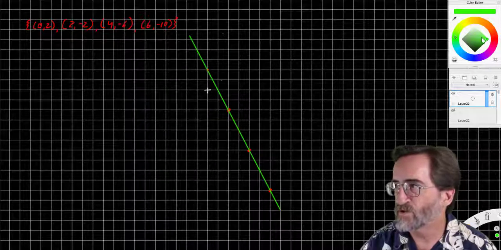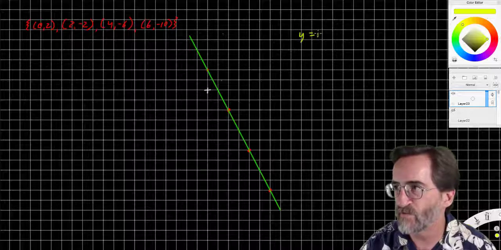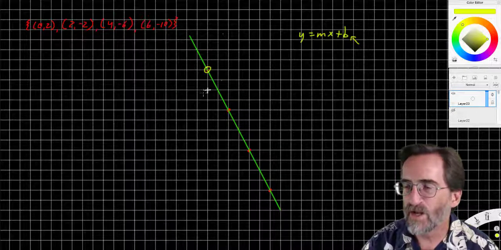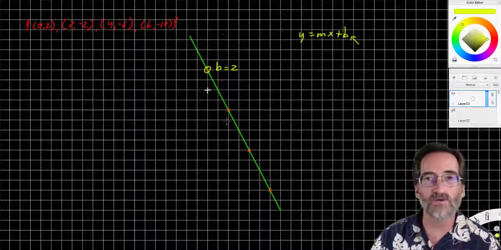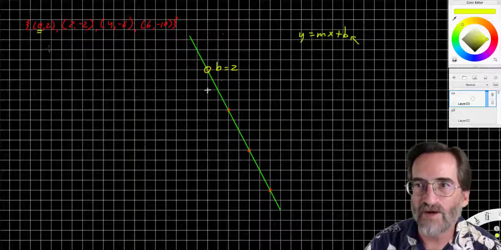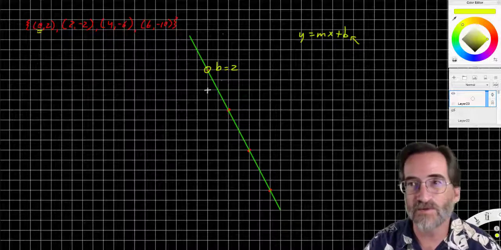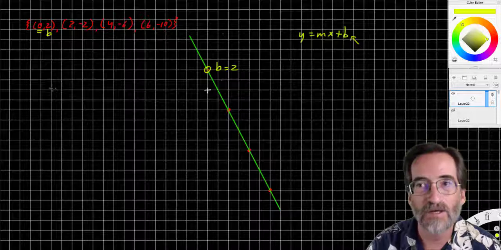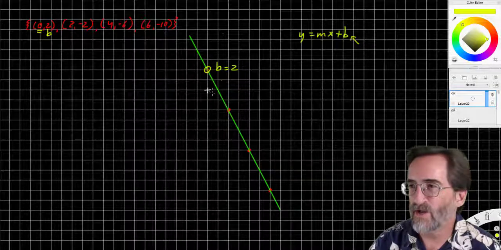Okay, now I want to note something about this. First of all, there's two things I need to know to write the equation in y equals mx plus b form. I need to know the start value, and that is the y-intercept. So the start value is 2 because it crosses the y-axis at 2. There's another hint. The x value on the y-axis is 0. So a point 0 comma something is always 0 comma b. It's always going to give you the y-intercept.